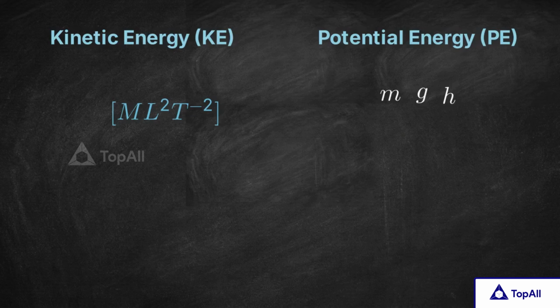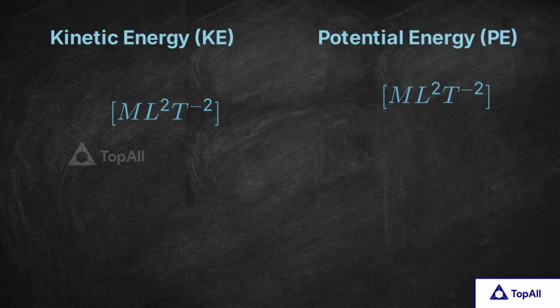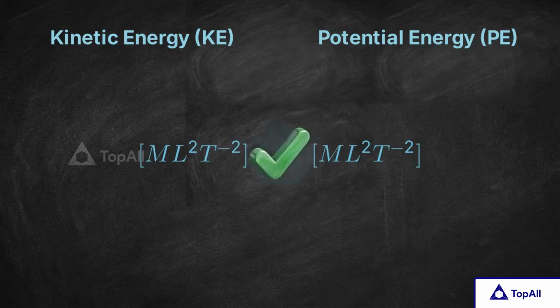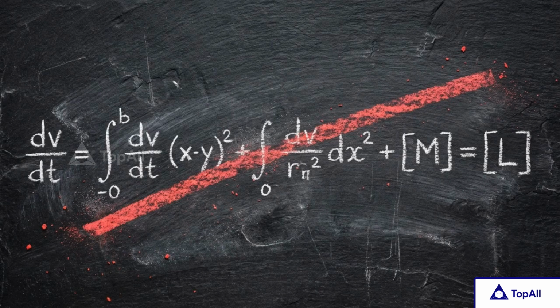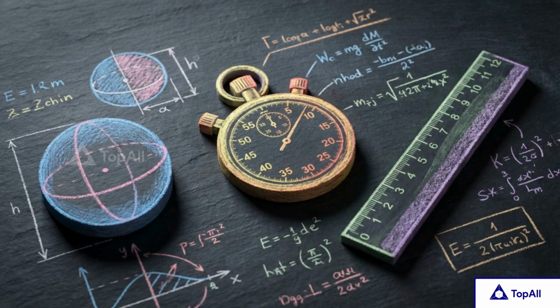Now let's check potential energy. Mass times gravity times height. Mass is [M], gravity is an acceleration, meaning length over time squared. Height is a length. Multiply those together and you get exactly [M][L]²[T]^-2, a perfect dimensional match. This principle is a ruthless filter. Before you ever plug in the mass of an object or the distance it falls, homogeneity ensures the equation describes a physical reality, not mathematical nonsense.